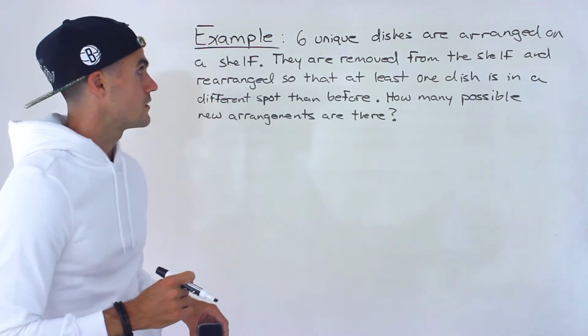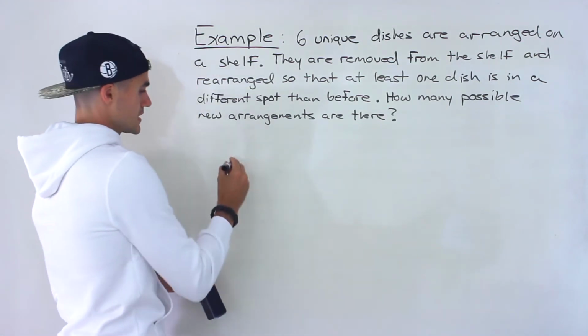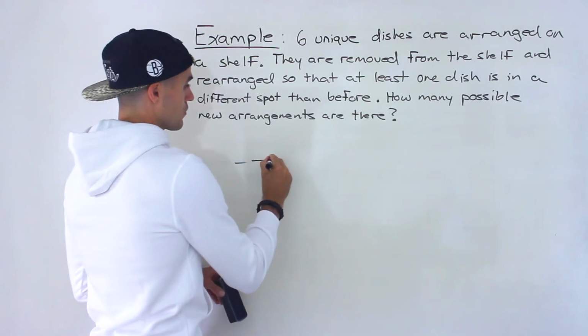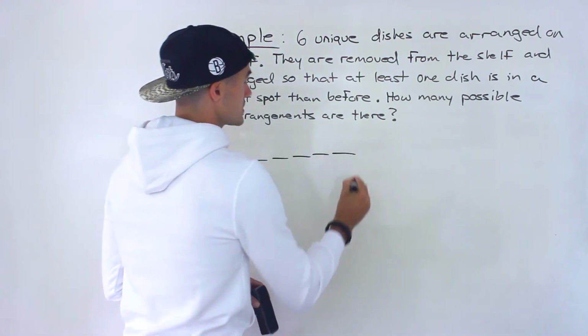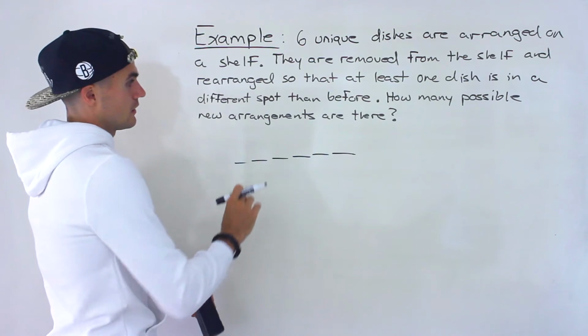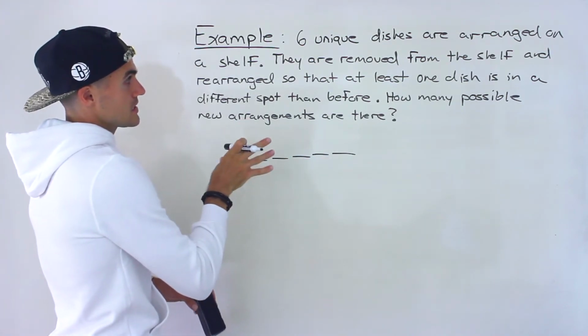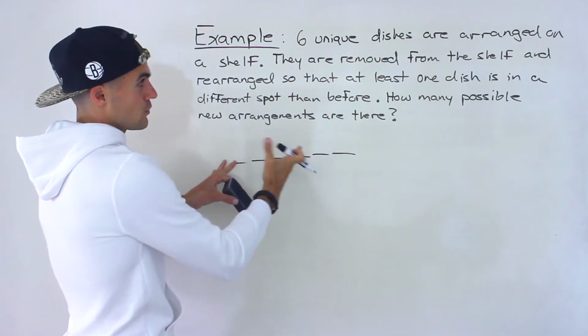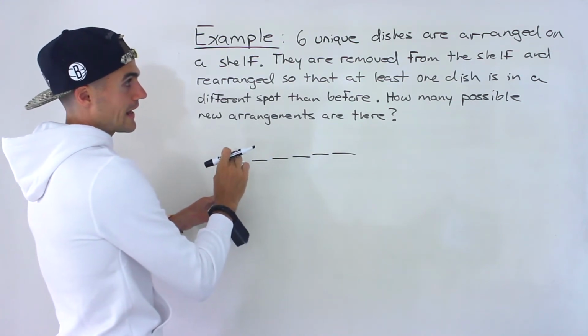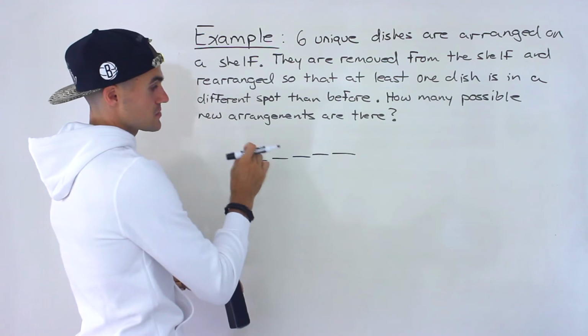So what's happening here, we got 6 unique dishes. So we got 1, 2, 3, 4, 5, 6. And they are arranged in a certain way. And they're saying if all of these dishes are removed and rearranged so that at least one dish is in a different spot than before.